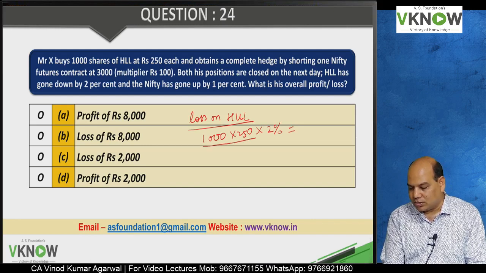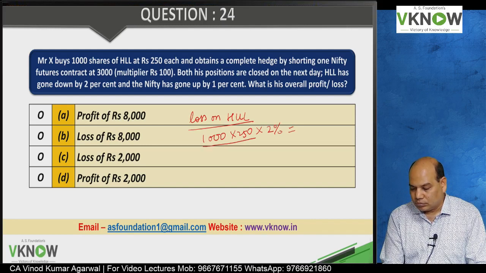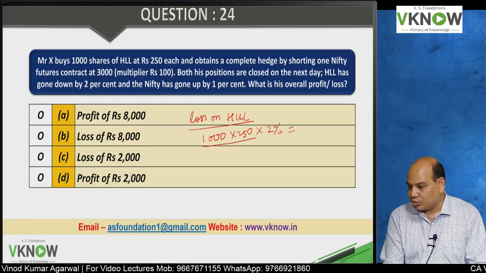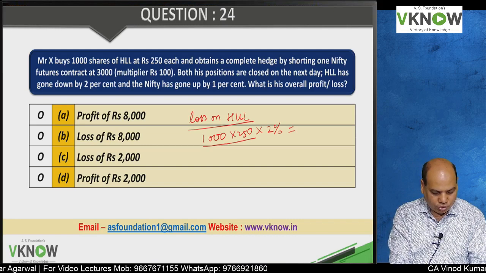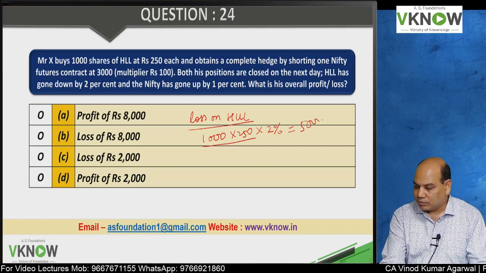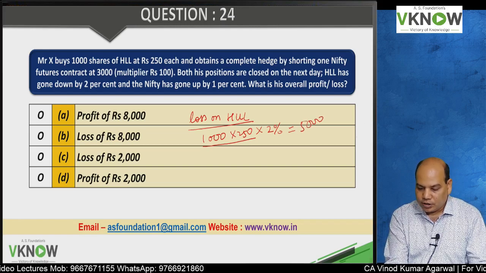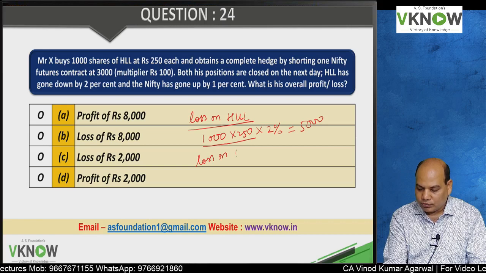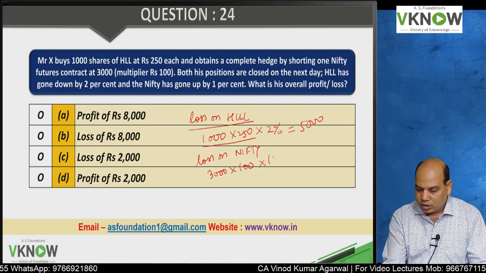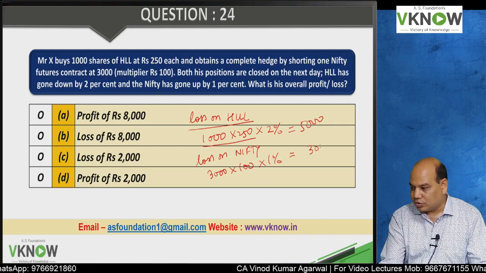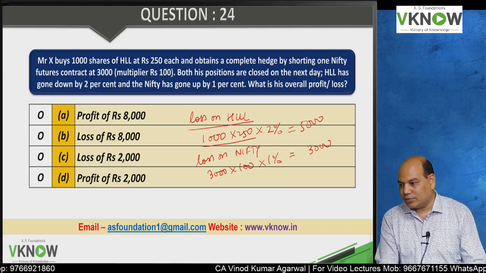Anybody who can give me the answer? What is the answer here? 2% on this amount, 1000 into 250 into 2%, so 5000 loss. And what about Nifty? Nifty has gone up. We have taken a short position, but Nifty has gone up, so 3000 into 100 into 1%, 3000 rupees loss.